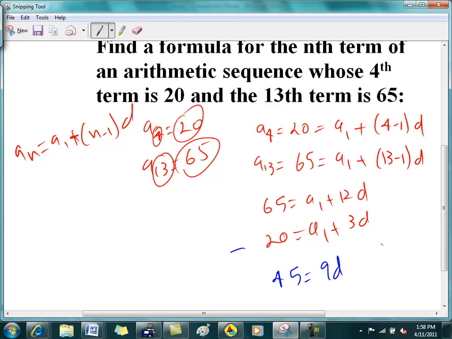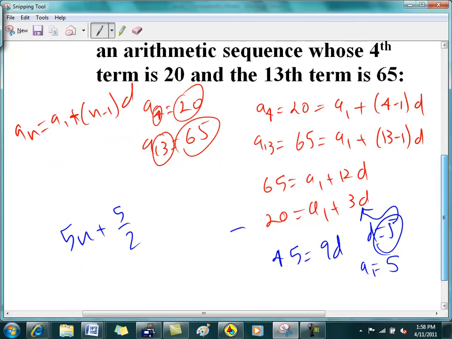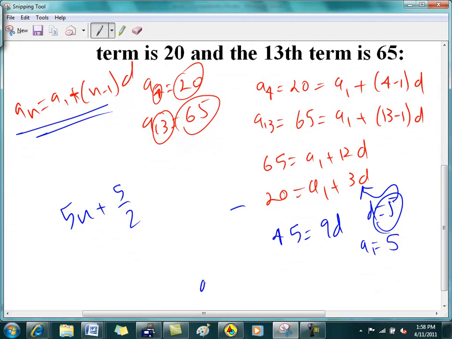I know it's a lot of work, but if your sequence turned out to be something like 5n plus 5 over 2, there's no way you'd be able to get it the way you did. It worked out for the particular numbers that I gave you, but it doesn't always work that way. This method that I'm showing you will always work. So then D is equal to 5. You plug it in and you get A1 equals 5. And from this equation, you get An equals 5n. I know it's a lot longer, but if the sequence is something strange, you will not get it that way.